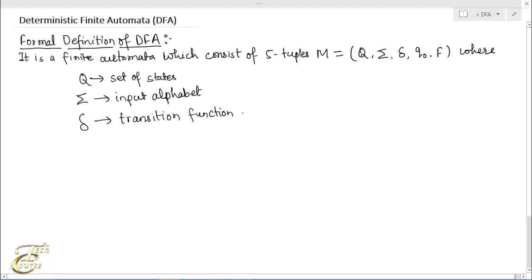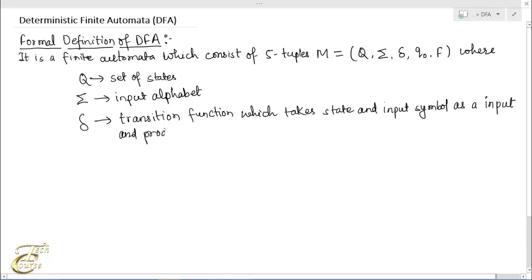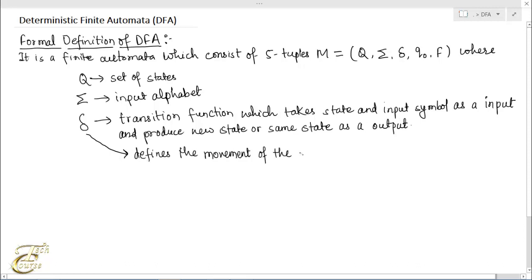transition function, which takes a state and input symbol as input and produces a new state or the same state as output. This transition function defines the movement of the automatic machine. Let us suppose initially the machine is in state Q0 and switches to state Q1 after reading a symbol 0.